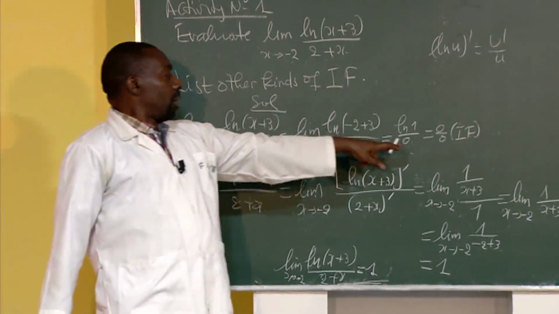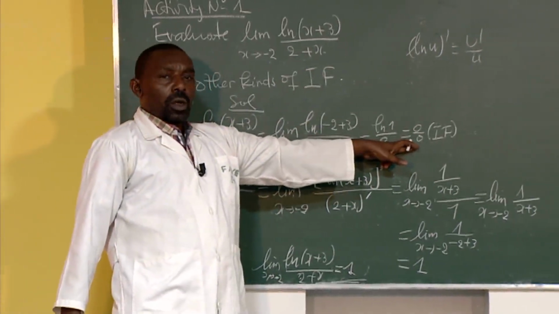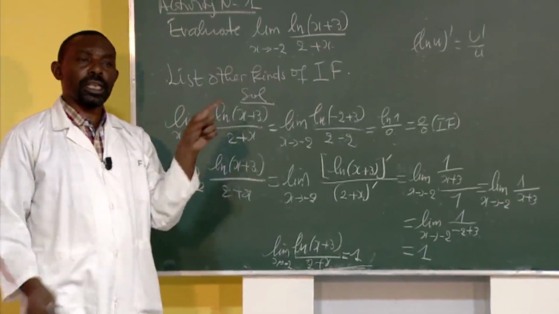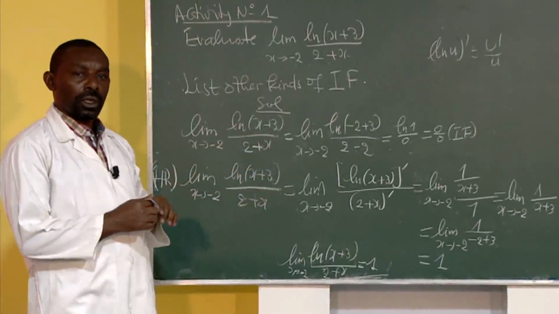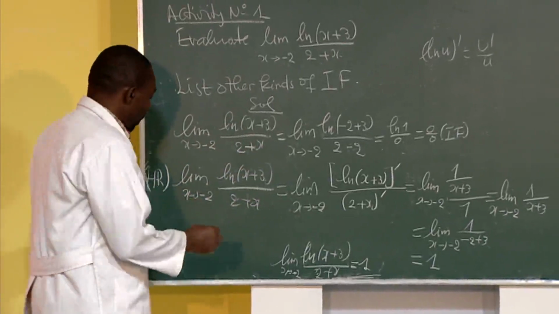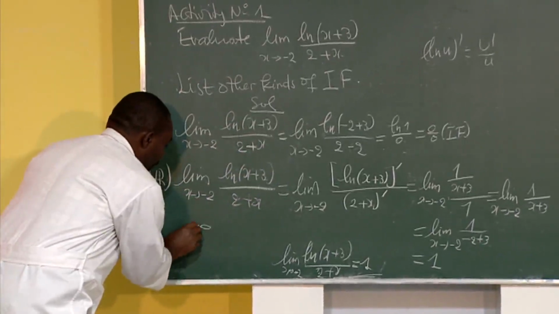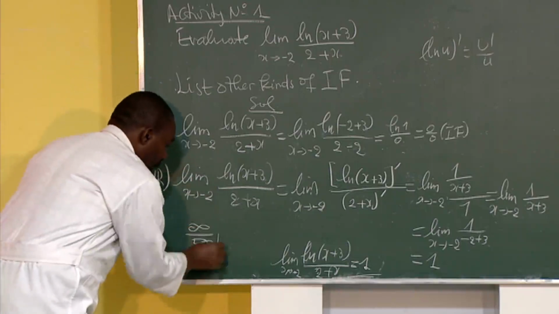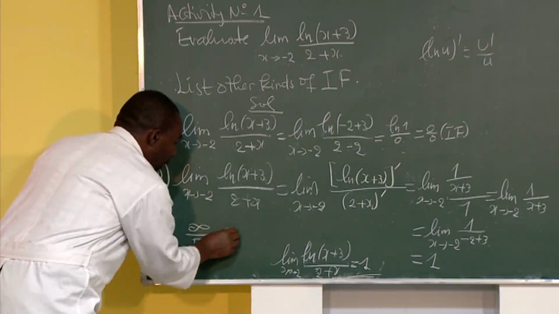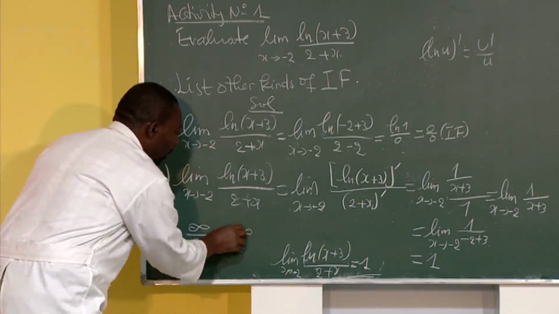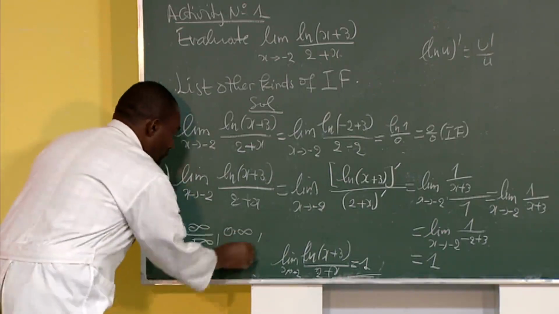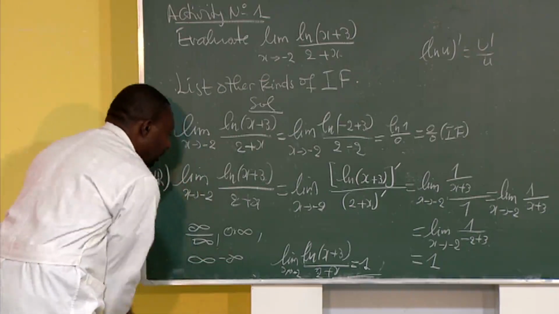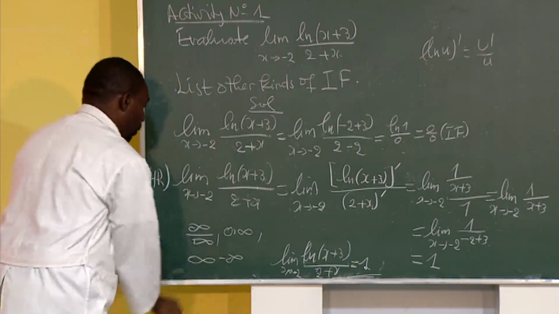The other activity was to list other kinds of indetermination. Starting with 0 divided by 0, we have other kinds of indetermination taught in senior 4 and senior 5. Those indeterminations are infinity divided by infinity. You remember? We have also 0 times infinity, and infinity minus infinity, and so on.